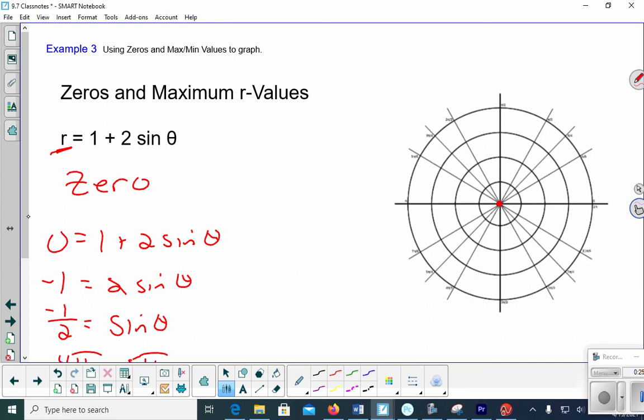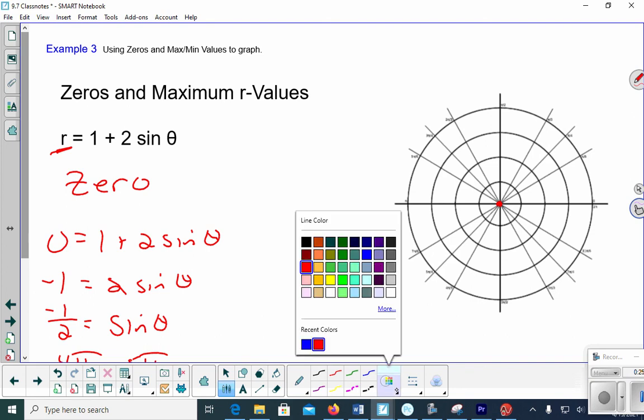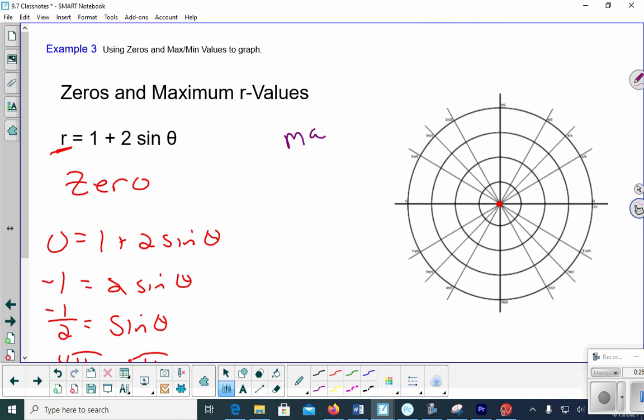Okay, now let's talk about the max and the min. When I look at a sine function or a cosine function, remember when we graphed these, they fluctuate. The max for sine of theta is 1, and the lowest a sine of theta can be is negative 1. To find my max and my min, I'm not going to be sure which one is which until I actually do the work. So here's my equation, 1 plus 2 sine theta.